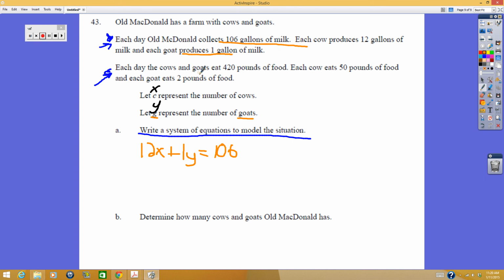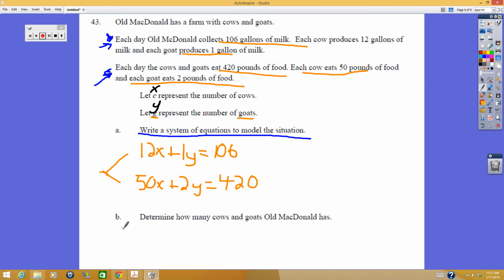The second one says each day the cows and goats eat 420 pounds of food, and each cow eats 50 pounds. So I'll do 50x plus, each goat eats 2 pounds of food, 2y, equals 420, right? Alright. And this is all you have to do for this top part: write a system of equations to model the situation.